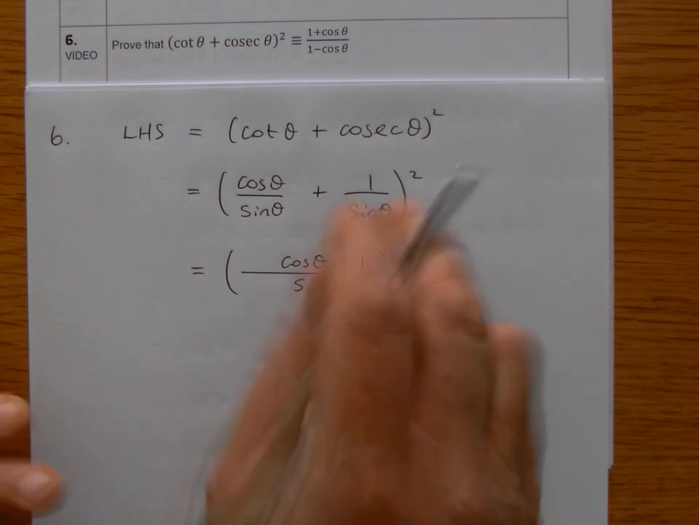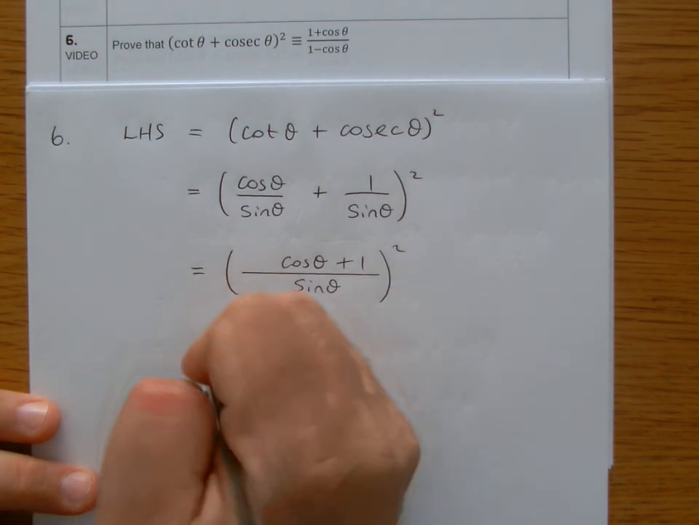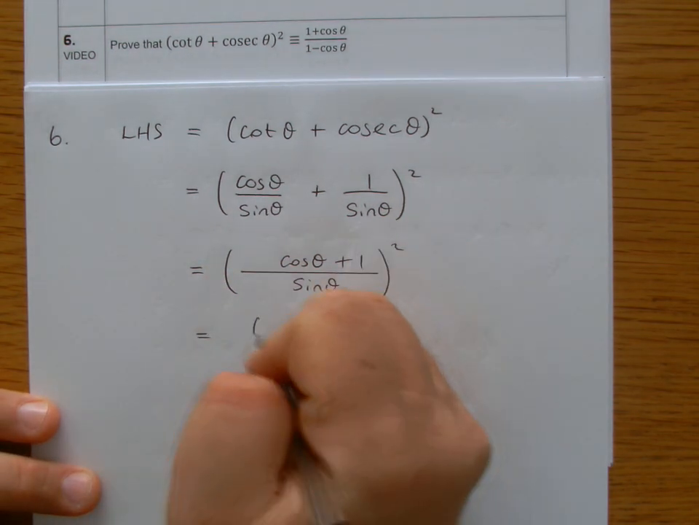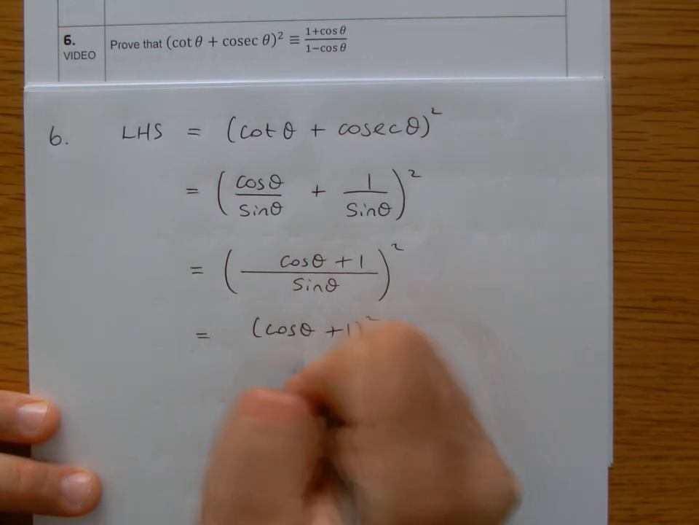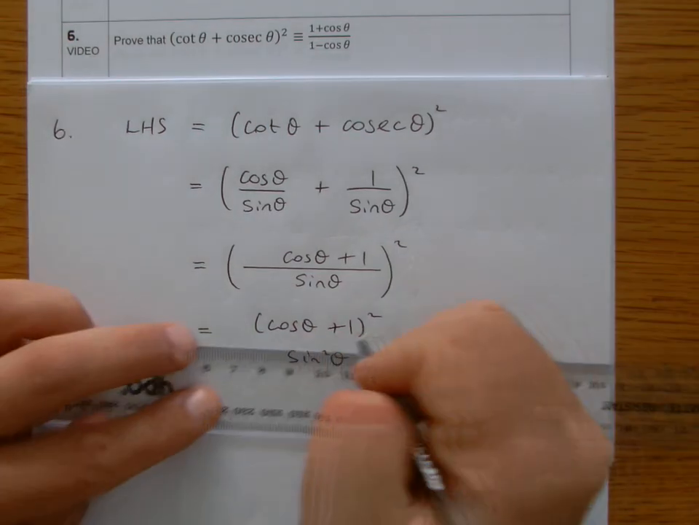And then what you can do, okay, you can actually square each term individually. So you can square the top, so you get (cos theta plus 1) all squared, and you can square the bottom, so we get sine squared theta. Okay.